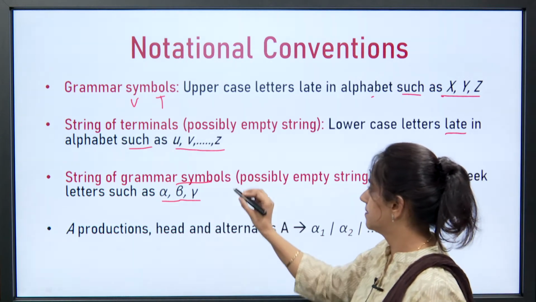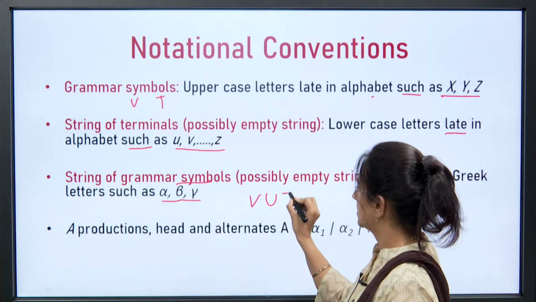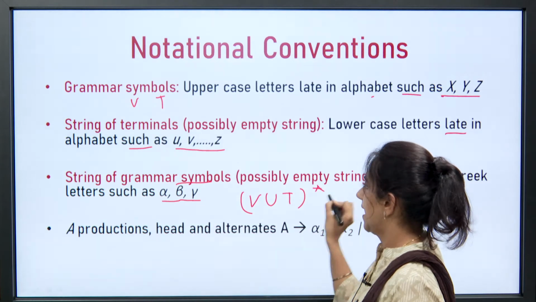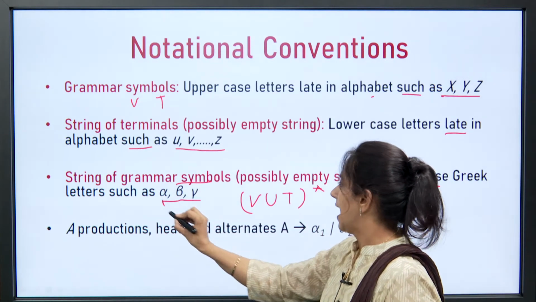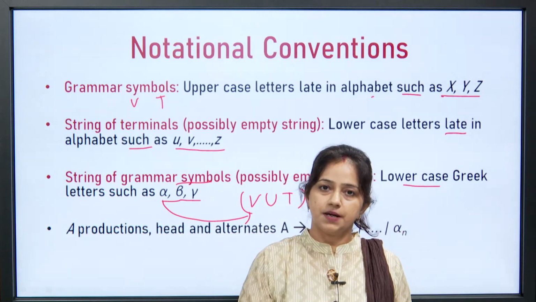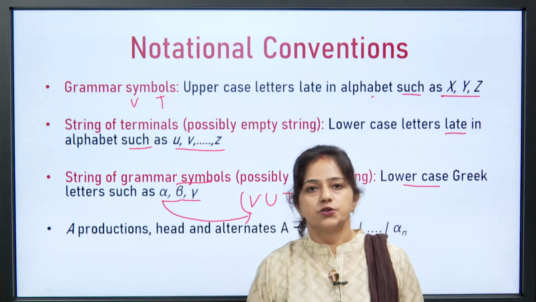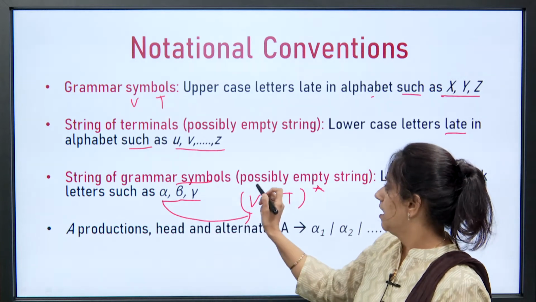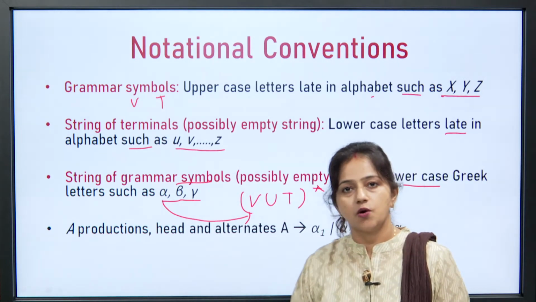A string of grammar symbols means (V union T) whole star. So, if we have alpha, beta, gamma, alpha means this form, beta means this form, any form of terminals or non-terminals. So, this is about that, and it includes the empty string also.